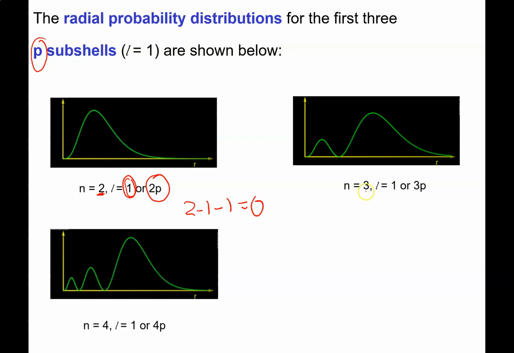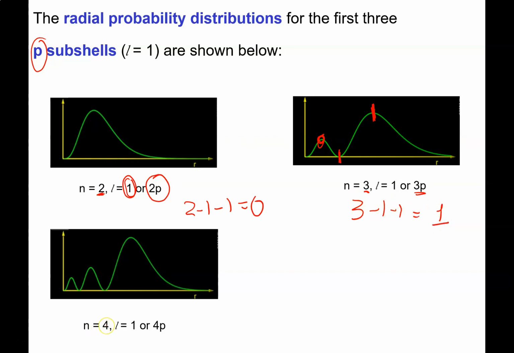Here we go out to the 3p. The most probable place, the chance of finding the electron, is moved out. There's 1 node in here, but there's also some probability of finding it quite a bit closer to the nucleus. So again, 3 minus 1 minus 1 gives me 1 node.